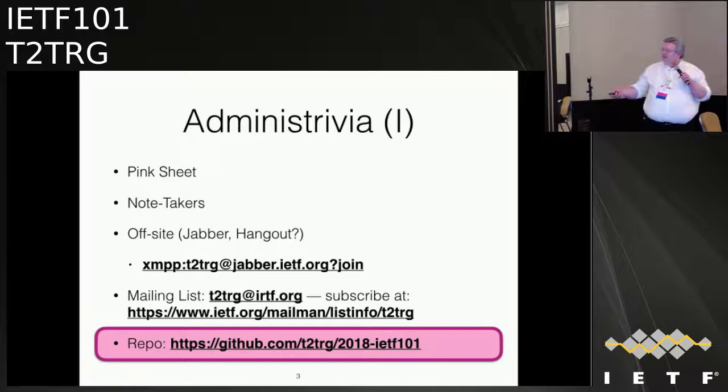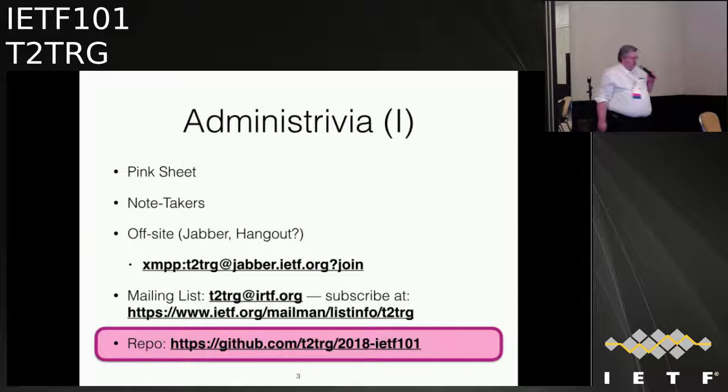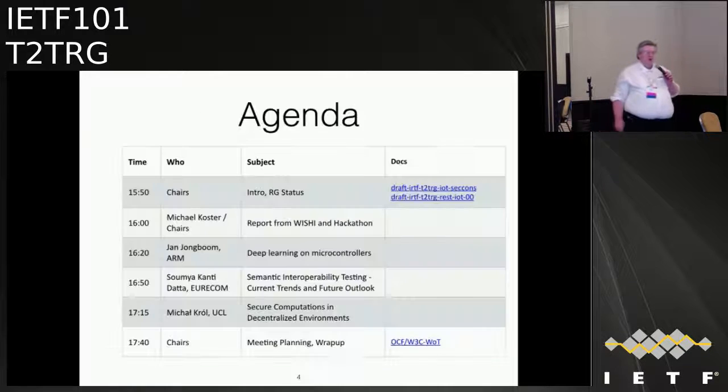There is a mailing list, as with any research group or working group. And most importantly, we put out a GitHub repository for each of our meetings. And the one for this meeting is T2TRG/2018-IETF101.